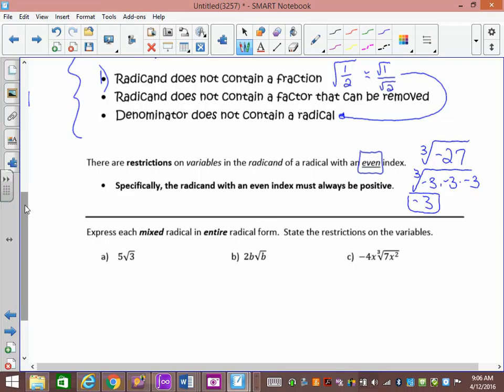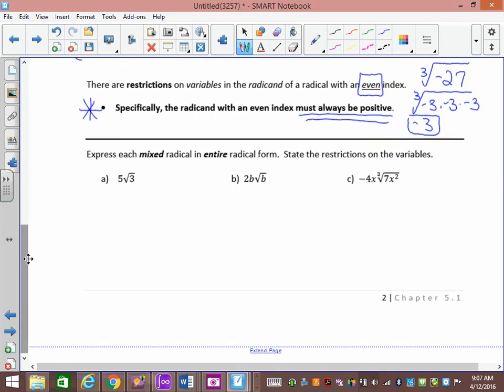So of odd indexes, you could have a negative under the root sign, okay? So cube root, fifth root, seventh root. It's only evens that you can't have a negative. So the radicand with an even index must always be positive. So we're going to have to state restrictions whenever we have an even index, so the square root or the fourth root or the sixth root or the eighth root, and a variable under the root sign. We have to state restrictions of what the variable can't be, or technically what it can be. So let's look at these. The restrictions are the new part of this.